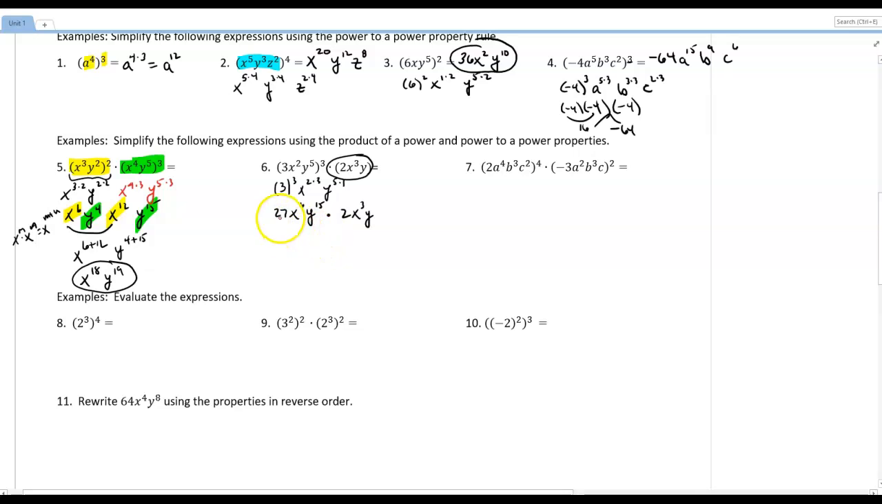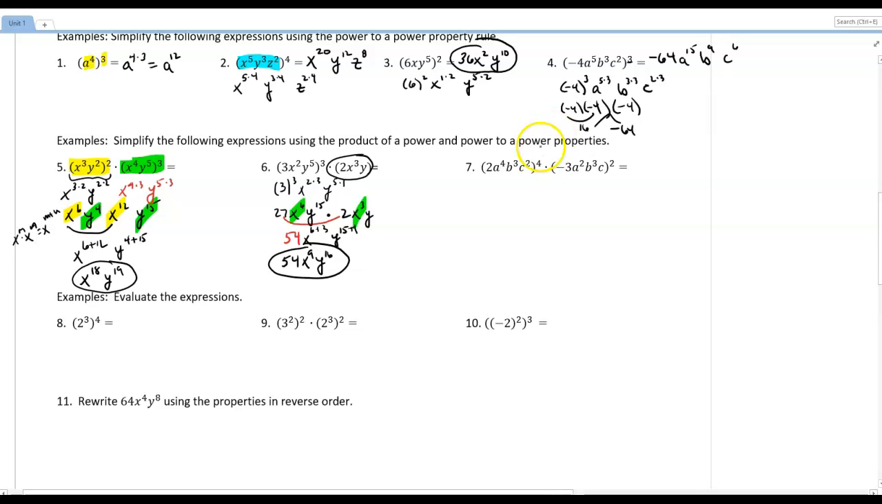So next, I'm going to multiply 27 times 2, which is 54. Then when I multiply my x's, x to the 6 times x to the 3, this is a step where I go ahead and I add the exponents. X to the 6 plus 3 is going to give me 54x to the 9th. Then y to the 15 plus 1 is going to give me y to the 16th. And I am done.